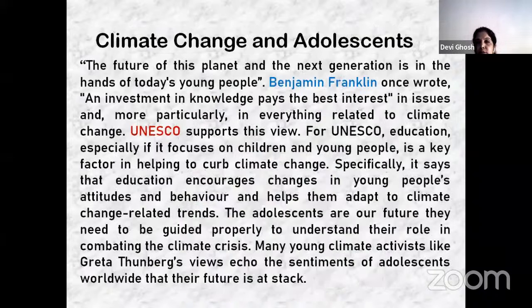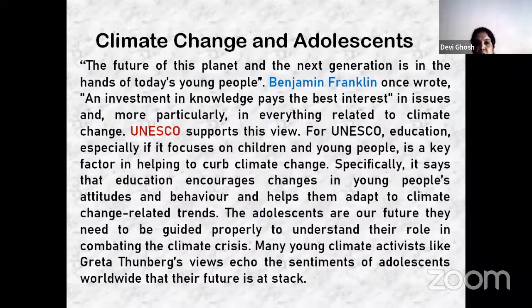So why adolescents? Why is this topic very important? Because whether it's the social, economic, or any other aspects, these are the impressionable minds, and they hold the key in their hand to bring about the change they want to see. According to Benjamin Franklin, the future of this planet and the next generation is in the hands of today's young people. Even UNESCO supports the view and says an investment in knowledge pays the best interest, especially in issues and more particularly in everything related to climate change.